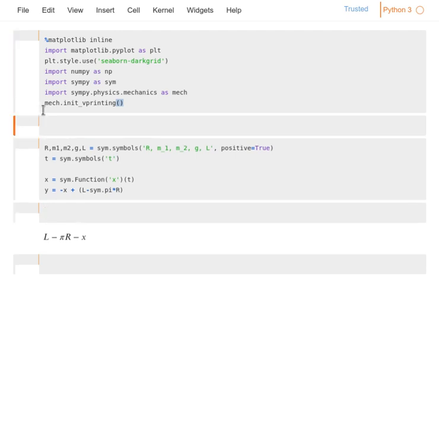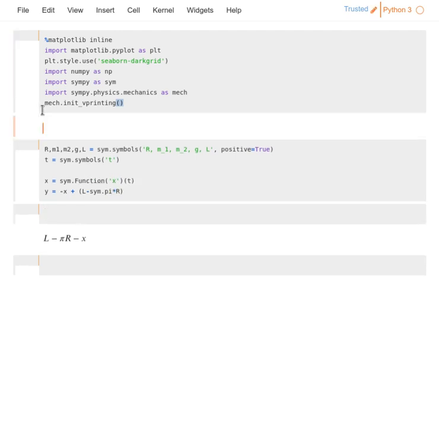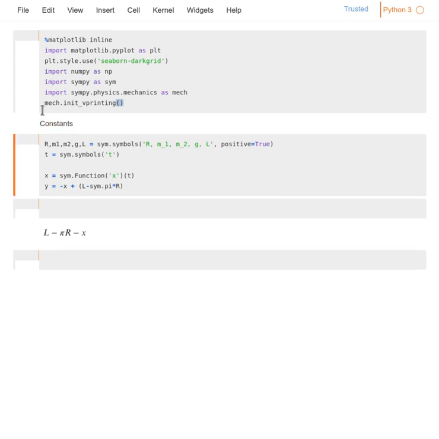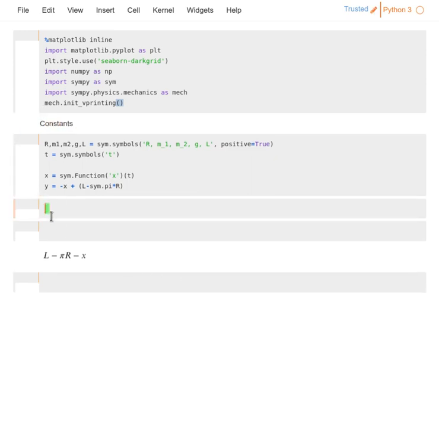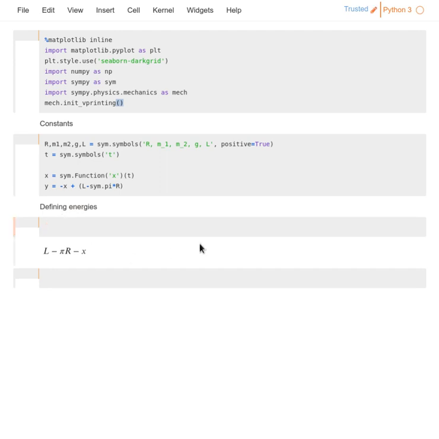So the first part, let's just add in a quick. So these are constants. And then let's make these our defining energies. All right, so in terms of defining our energies, we got our kinetic and our potential that we need to account for. So our kinetic is just going to be our good old tried and true 1/2 mv squared for both masses in this case, so x and y.